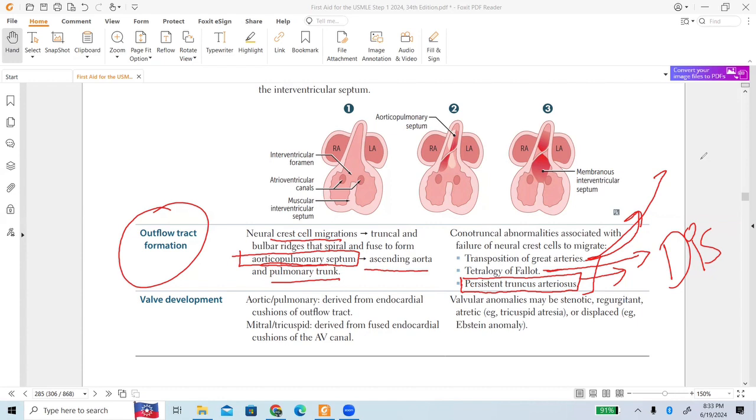Okay, so valve development. This is basically some sort of reading section that you have to remember: the aortic and pulmonary valves develop from the outflow tract of the endocardial cushion, and the mitral and tricuspid valves derive from the atrioventricular canal of the endocardial cushion. One more thing: can anybody tell me what is Ebstein anomaly, and which drug is it associated with? Ebstein anomaly: lithium. Exactly. This is again high yield stuff.